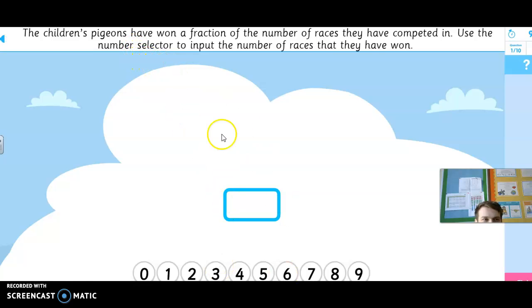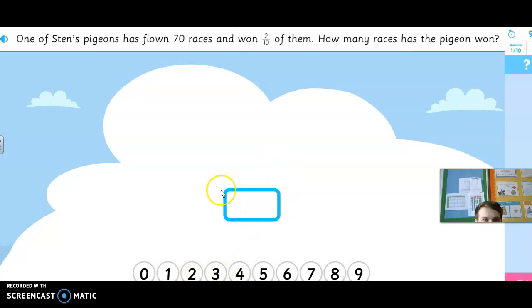So we have a little bit of freedom now. So I'm just going to put a number in, let's see if it's going to work. Okay, one of Stan's pigeons has flown 70 races and won 2/10 of them. How many races has the pigeon won? Okay, so what are we going to do? We've got 70. We don't have a 1 there. We need a 1 there, but firstly we're going to divide by 10.